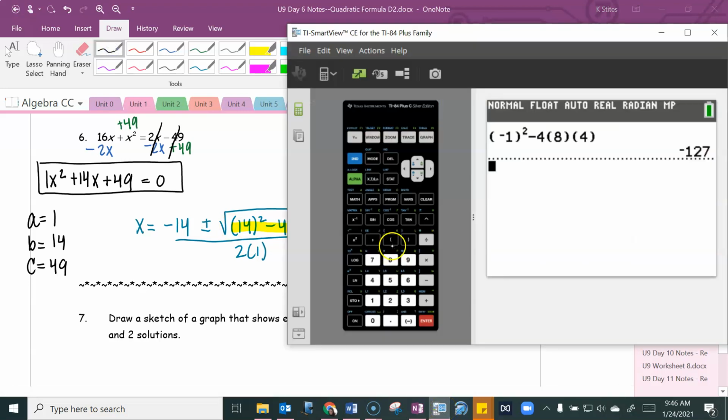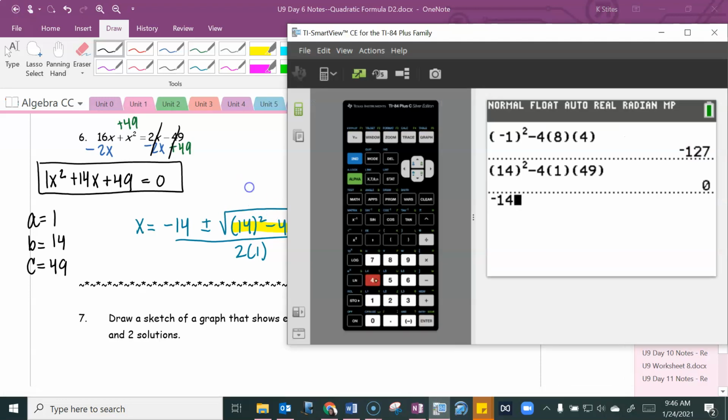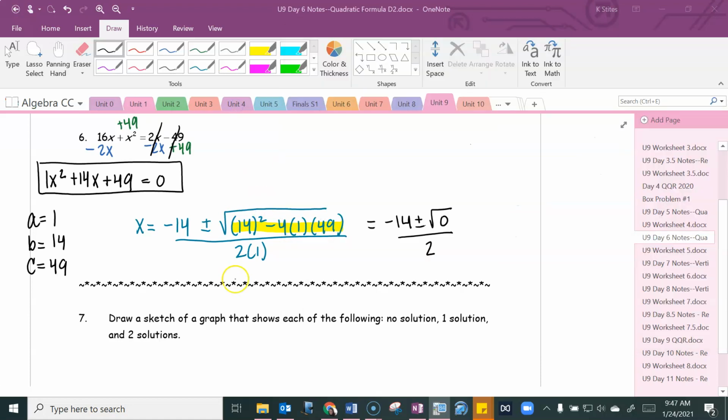Okay, let's type it in. 14 squared minus 4AC. You get a 0. 2 times 1 is 2. All right, so how does that affect it when we type this in? Let's find out. Negative 14 plus square root 0 divided by 2. Okay, we get a negative 7.